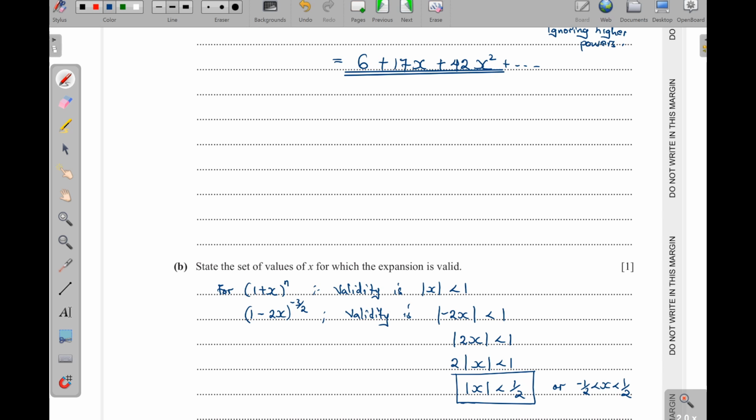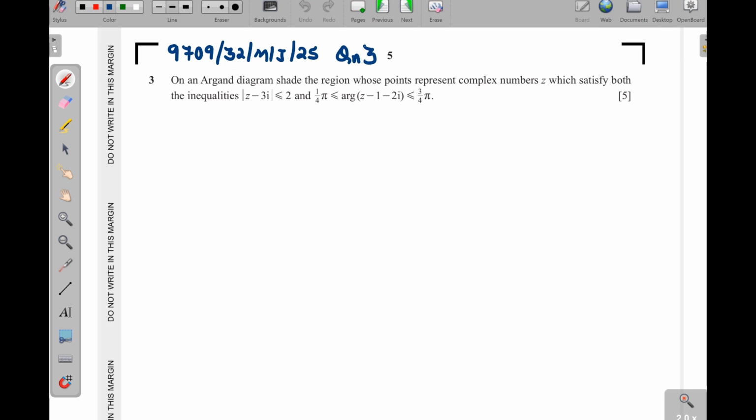That is that. Question 3 is coming from complex numbers and particularly from loci. On an Argand diagram, shade the region whose points represent the complex number z, which satisfy both the inequalities this and this. So whenever you see modulus signs on one side of the equation, that one is a circle, okay? So this one here is going to be a circle.